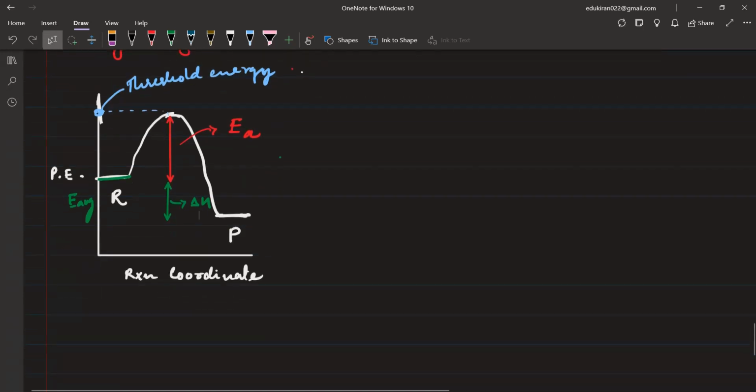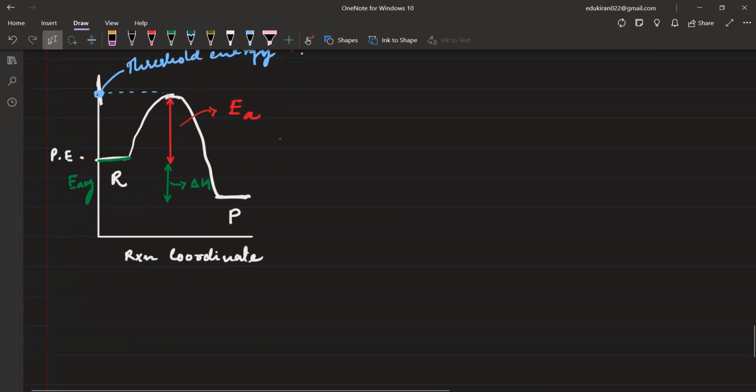Now, in this case, you tell me the energy of product minus the energy of reactant will be positive or negative. क्या दिख रहा है आप लोगों को बताइए जरा. Product minus reactant. Whose energy is higher, product or reactant? Tell me.